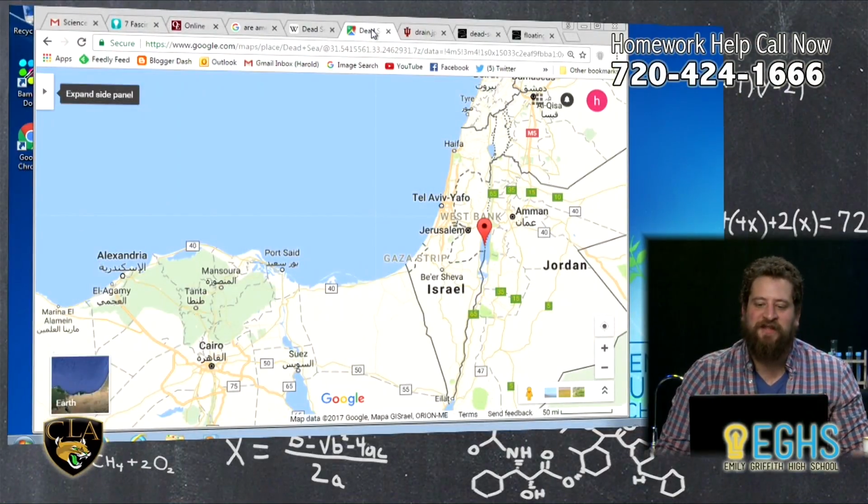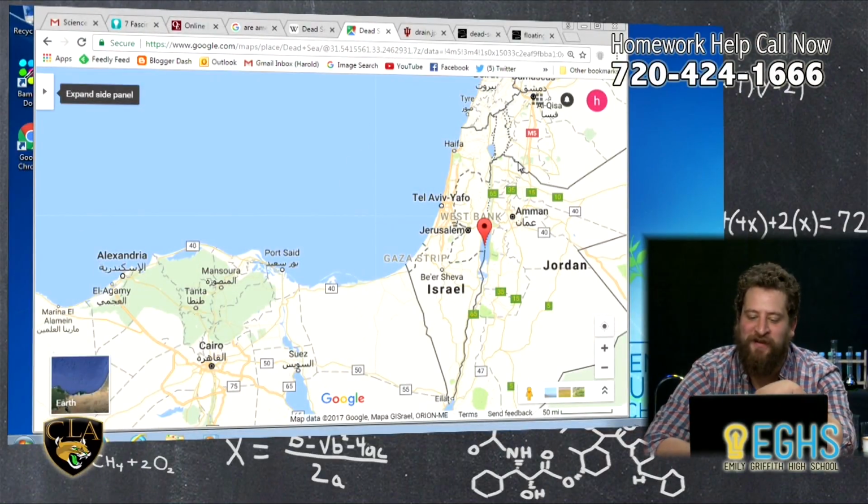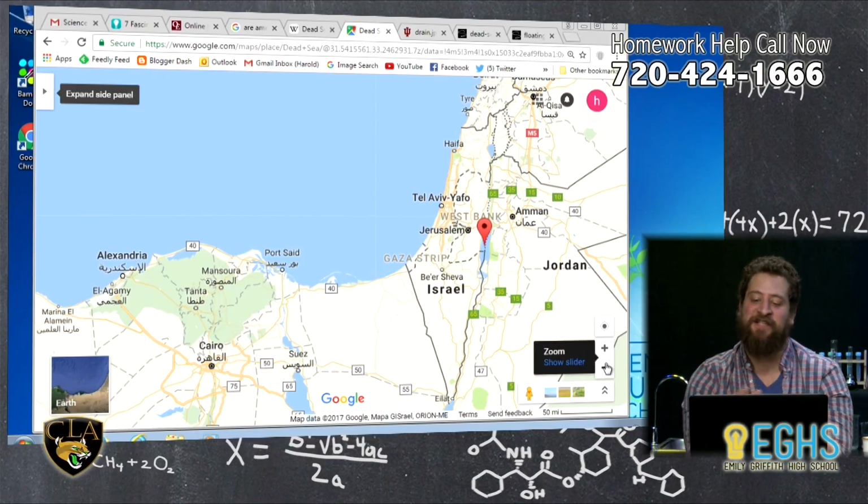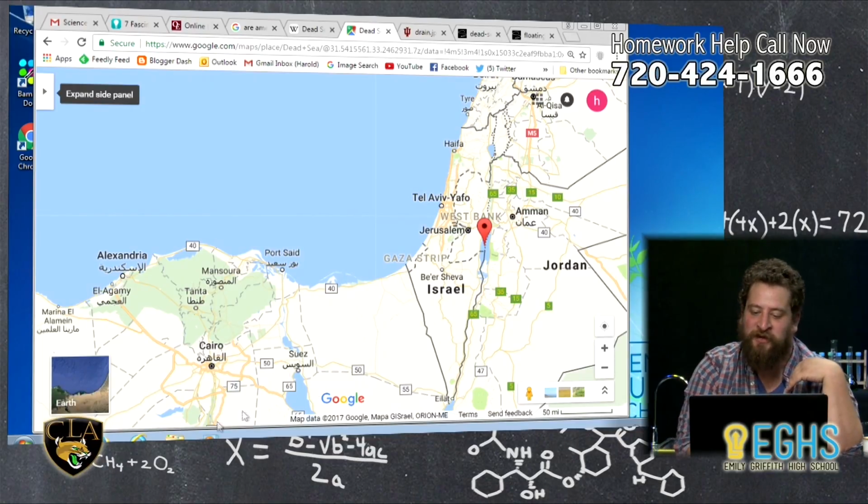If we jump to my screen really quick. So I think something that maybe I could do more often that might be kind of helpful is, if we talk about features like this, I could actually show where they are. But this is the location of the Dead Sea. It's on the border between Jordan and Israel. You can see Egypt over here.